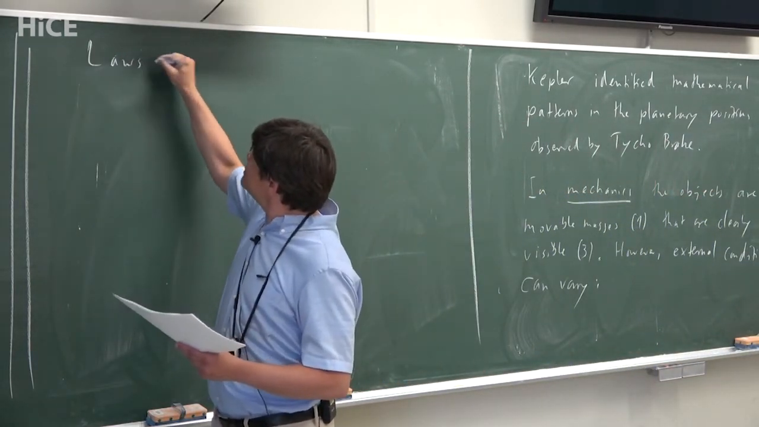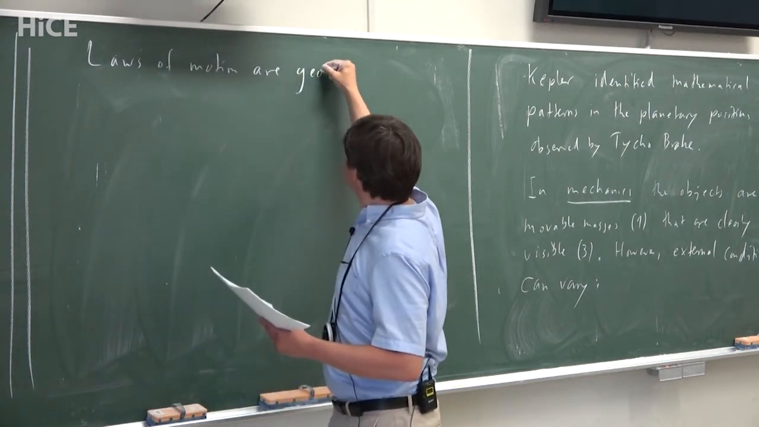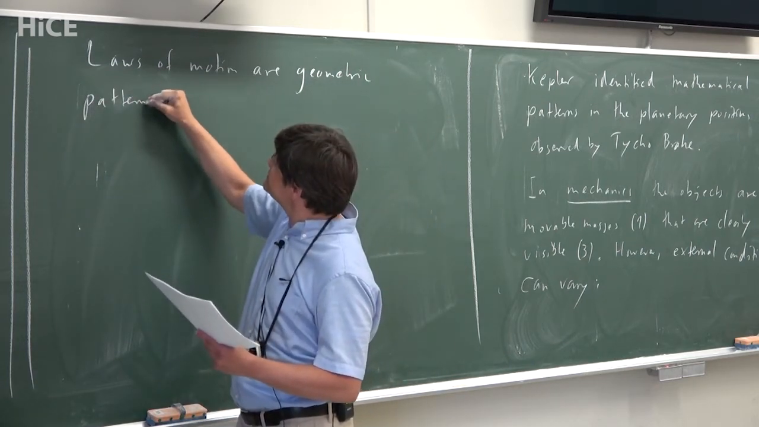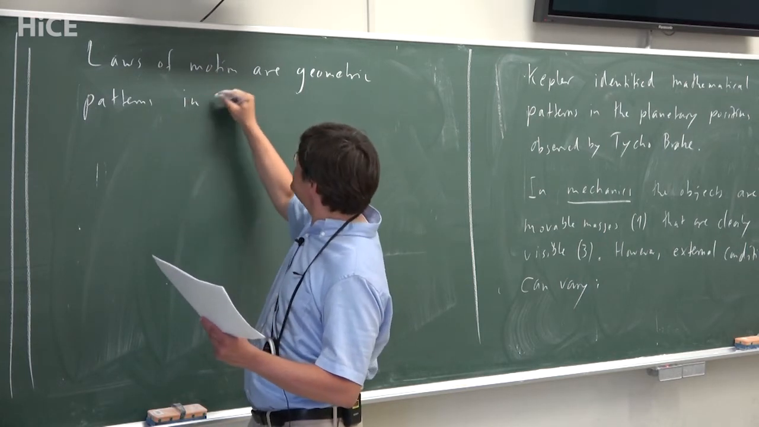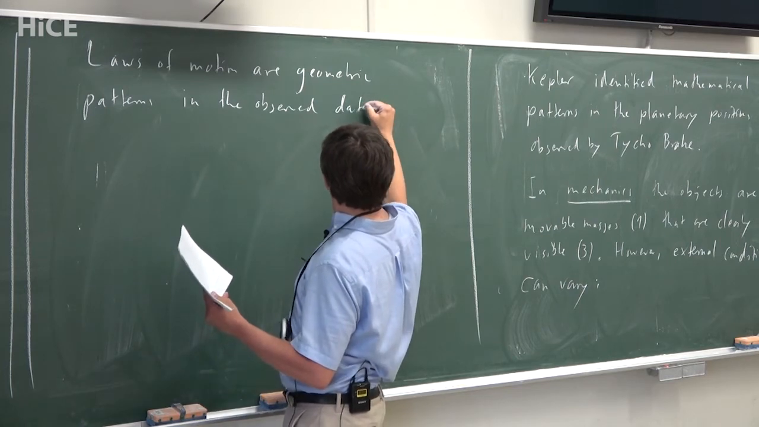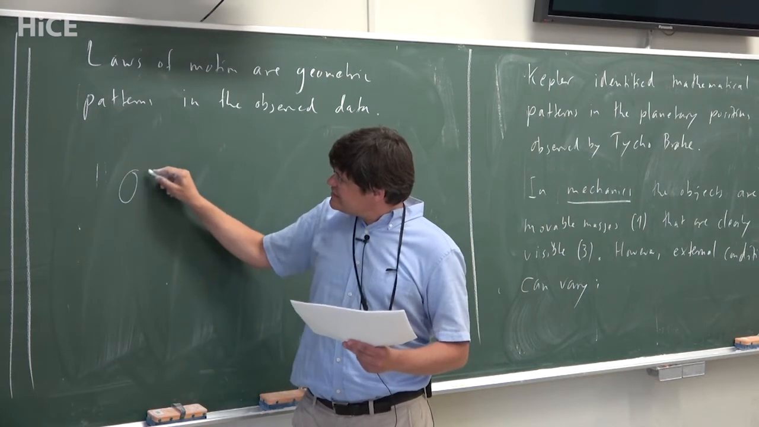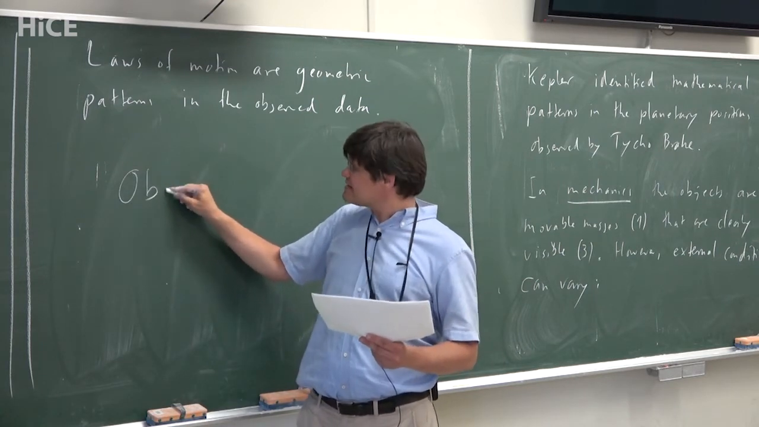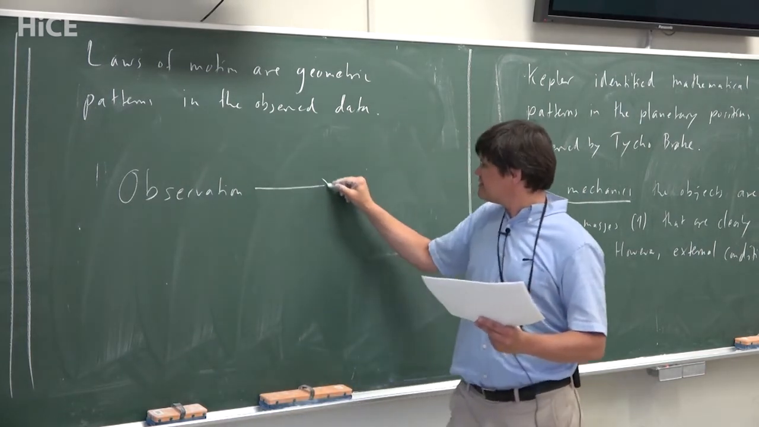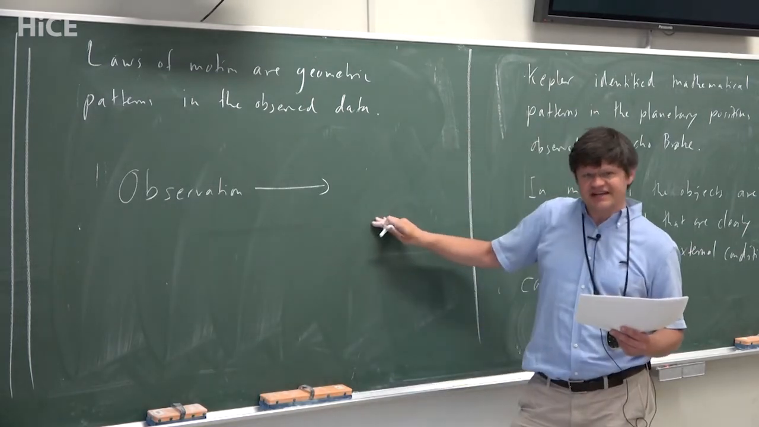So laws of motion are geometric patterns in the observed data. And here the principle that starts out physics is that we go from observation to understanding.